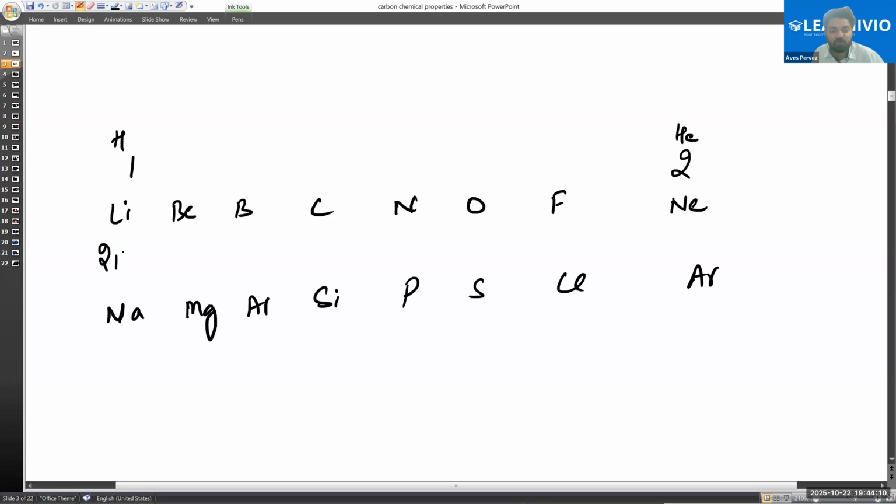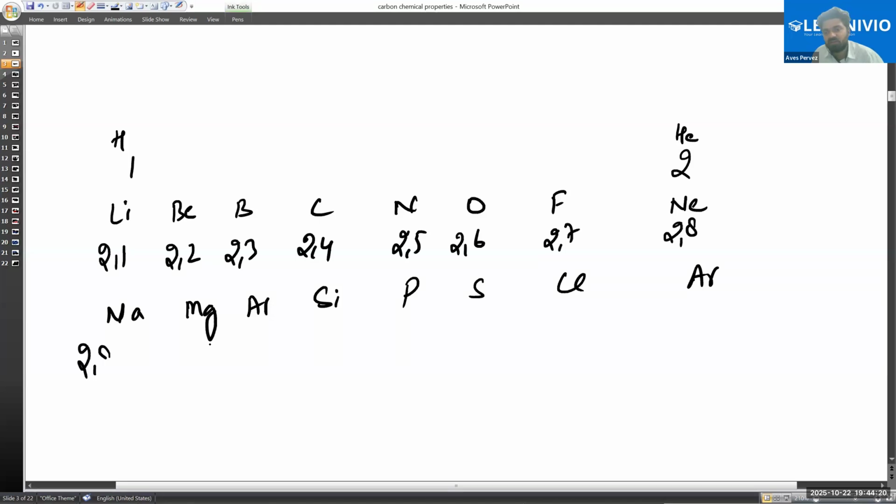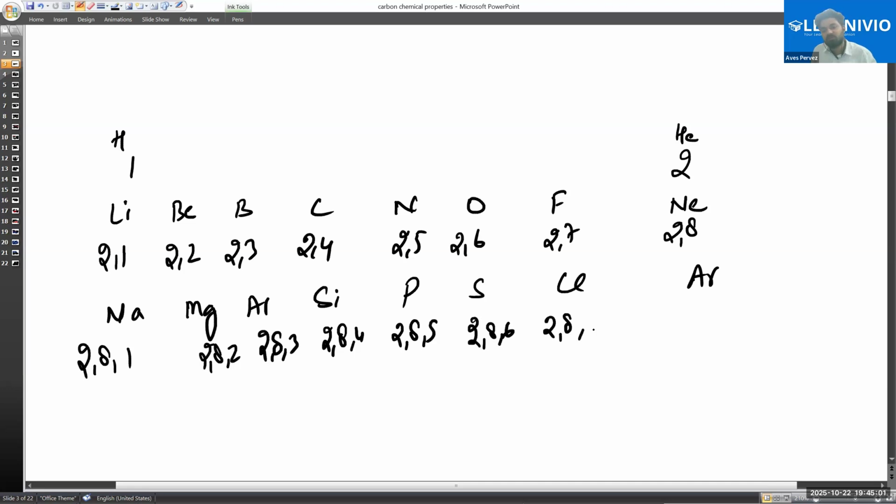If we do the electronic configuration, we get 2,1, then 2,2, 2,3, 2,4, 2,5, 2,6, 2,7, and 2,8. Then here we'll have 2,8,1, 2,8,2, 2,8,3, 2,8,4, 2,8,5, 2,8,6, 2,8,7, and then 2,8,8.